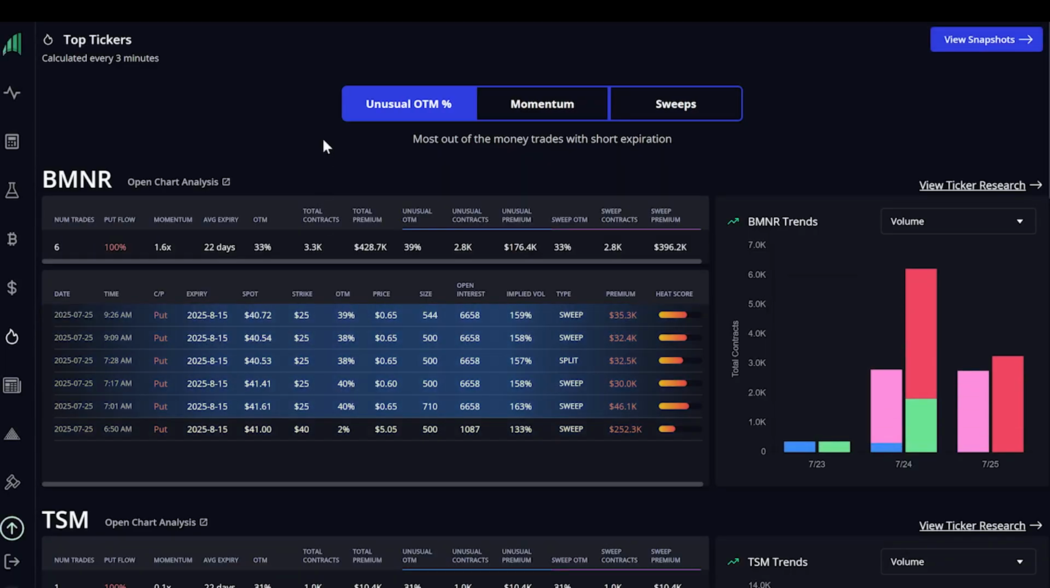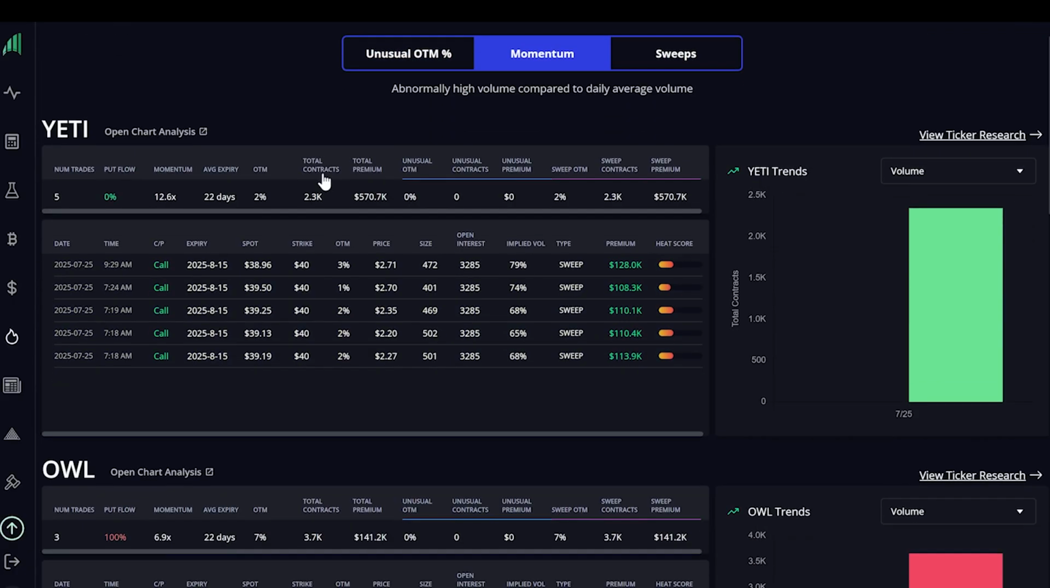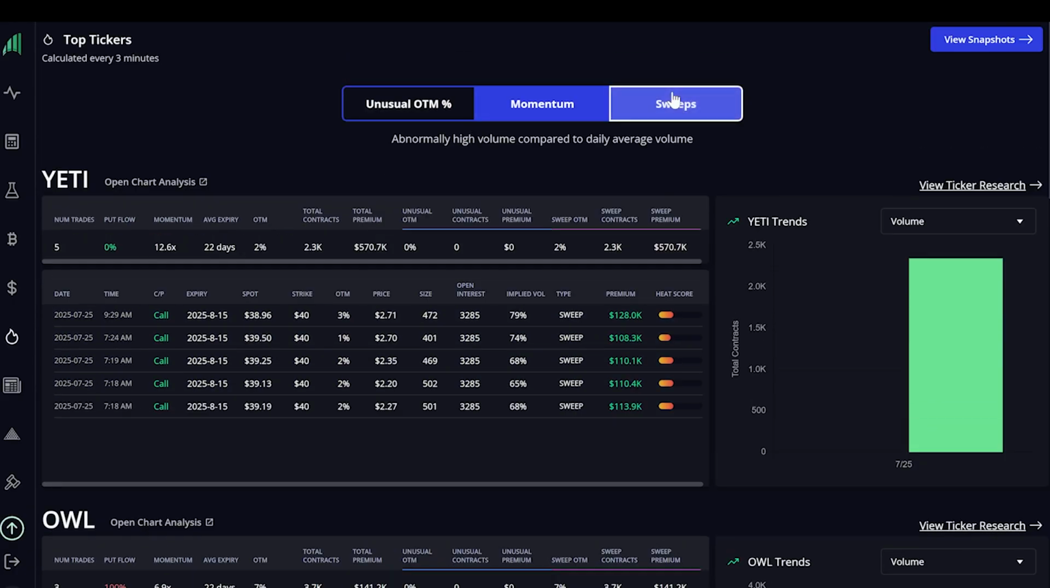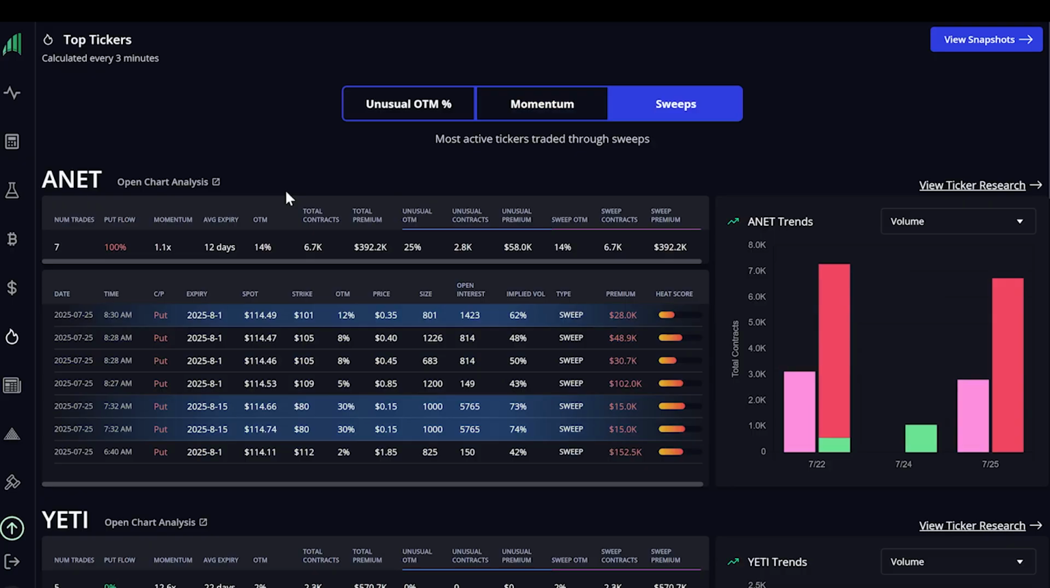So just to jump back to that top tickers feed, I'll show you, you can also look at top tickers by momentum. So this is volume based as well as sweeps. These are tickers that are seeing sweep activity, trades across multiple exchanges, generally a pretty aggressive way to get into an options position for institutions.